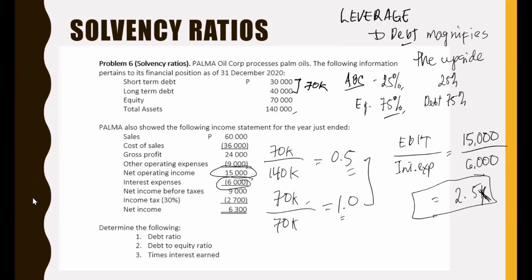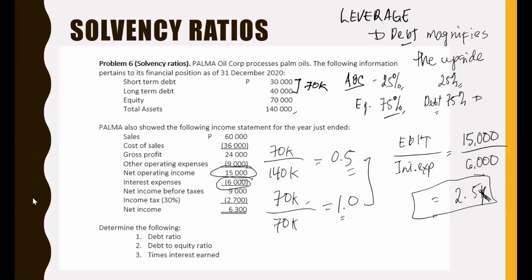Okay? While, if you use debt to finance the 75% of operations, ano mangyayari? All you have to do is to pay the interest expense for this debt. Okay? And the rest, sa'yo na mapupunta. Okay? So the remaining, after payment of interest, sa'yo mapupunta lahat yun. Okay? So sabi nga natin, because of the presence of debt, the returns are increased or magnified.